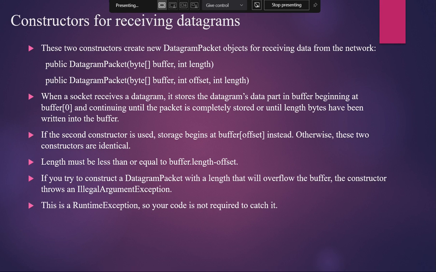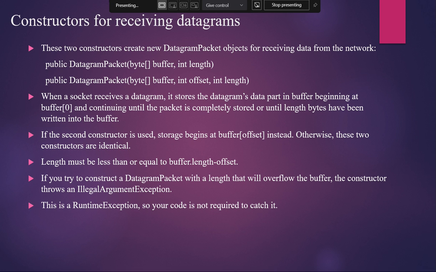That totals 6 constructors. We are going to see the constructors used while receiving the data, whereas the remaining 4 constructors are used while sending the data from your device. So the first thing we are going to see are the constructors which are used to receive the datagrams. Suppose your machine is acting as a receiver now.